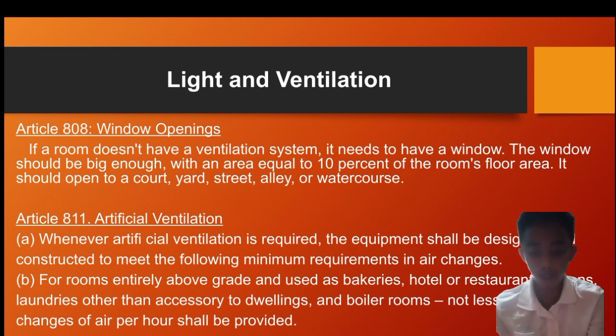Article 811, artificial ventilation. Whenever artificial ventilation is required, the equipment shall be designed and constructed to meet the following minimum requirements in air change. For rooms entirely above grade and used for bakeries, hotels and restaurant kitchens, lounges other than accessories to dwelling, and boiler rooms, not less than 10 changes of air per hour shall be provided.